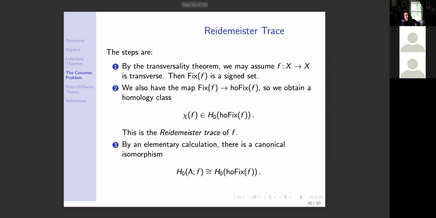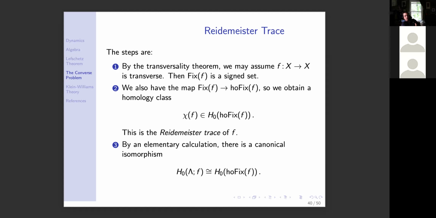And by an elementary calculation, which I won't give, there's a canonical isomorphism between the Hochschild homology and the zeroth homology of the homotopy fixed point set. So this connects up algebra to geometry, if you will, right? The left side is algebra, the right side is geometry. So you can think of the Reidemeister trace as living in Hochschild homology because of this isomorphism. So we have the Reidemeister trace, okay?